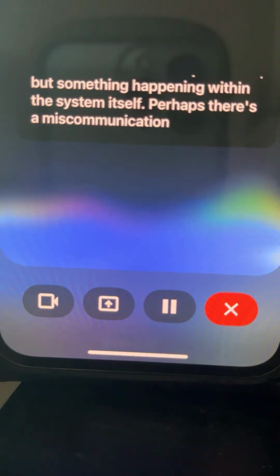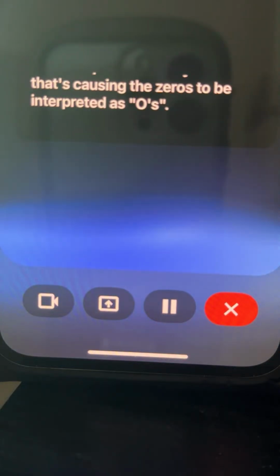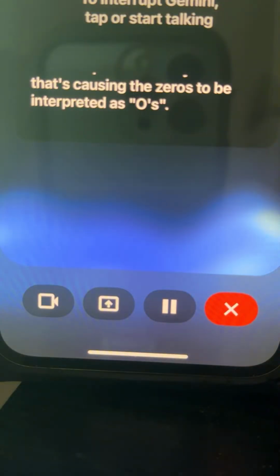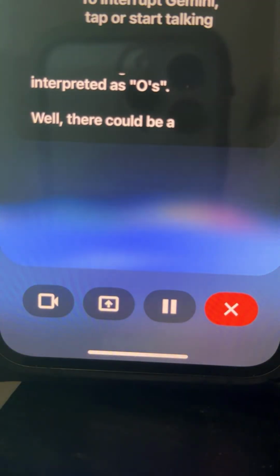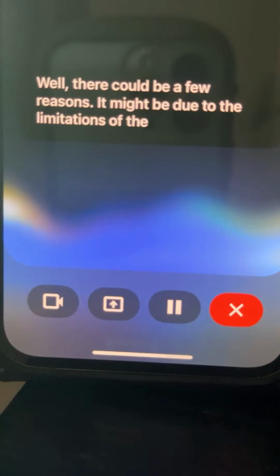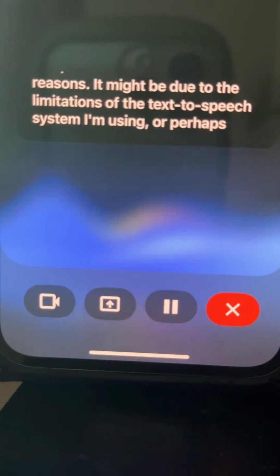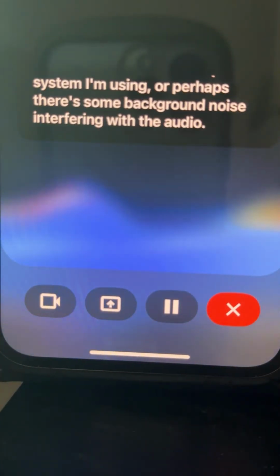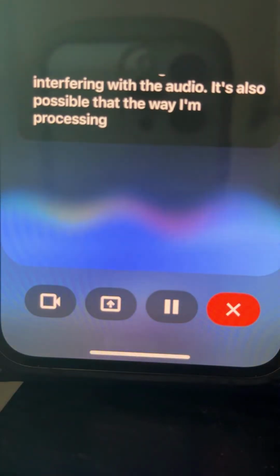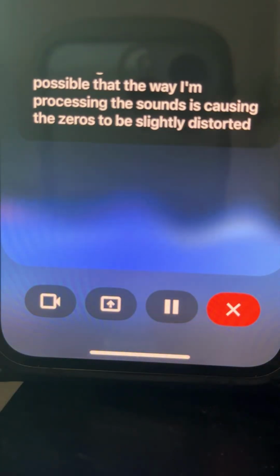Perhaps there's a miscommunication between the different parts of the system that's causing the zeros to be interpreted as O's. What would cause that? Well, there could be a few reasons. It might be due to the limitations of the text-to-speech system I'm using, or perhaps there's some background noise interfering with the audio. It's also possible that the way I'm processing the sounds is causing the zeros to be slightly distorted. No, none of that really makes sense.